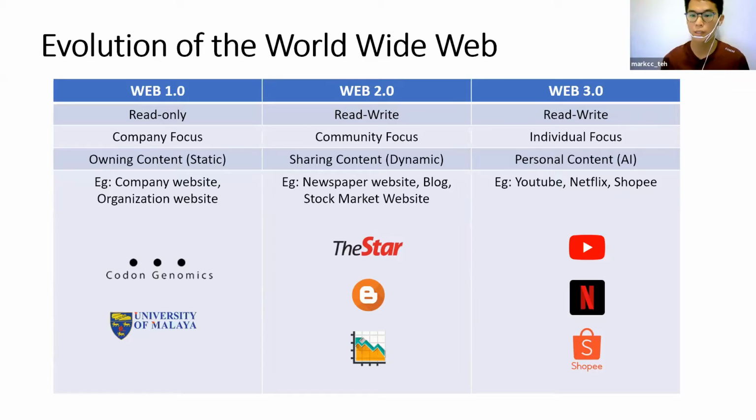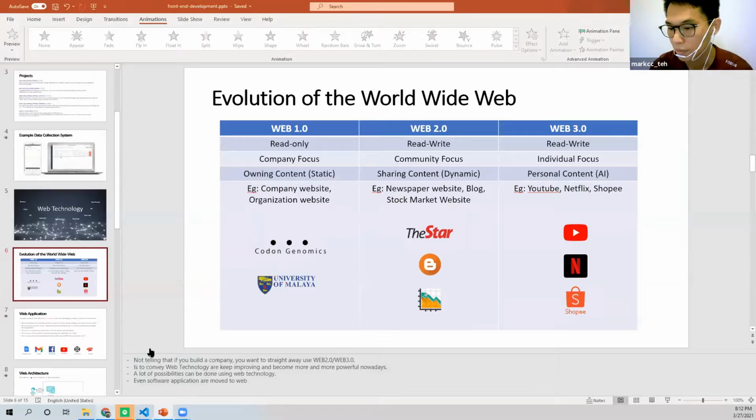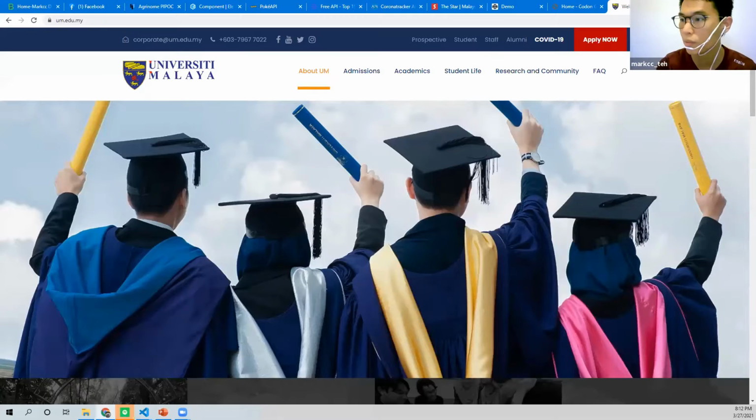They change every day or every hour, even every minute. It's like a newspaper website, blog website, and also a stock market website. It also changes every minute. So this kind of website, we call it a dynamic website because the content is dynamic. Let's look into The Star website.